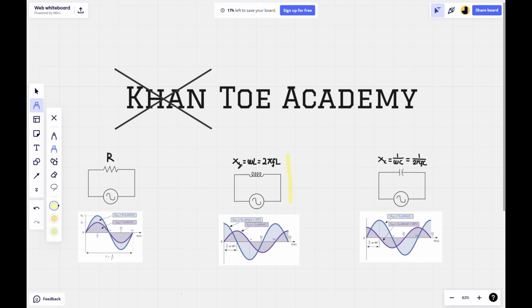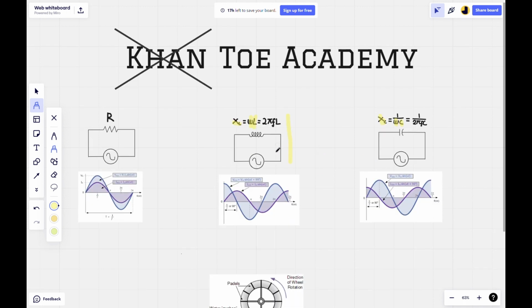Inductive reactance, XL, is calculated by the product of angular frequency omega and inductance, L. Capacitive reactance is calculated by 1 over the product of angular frequency and capacitance. From these equations, we can see that increasing frequency increases reactance in inductors and decreases reactance in capacitors.